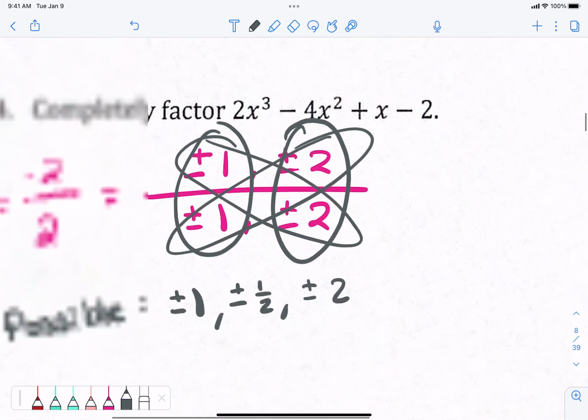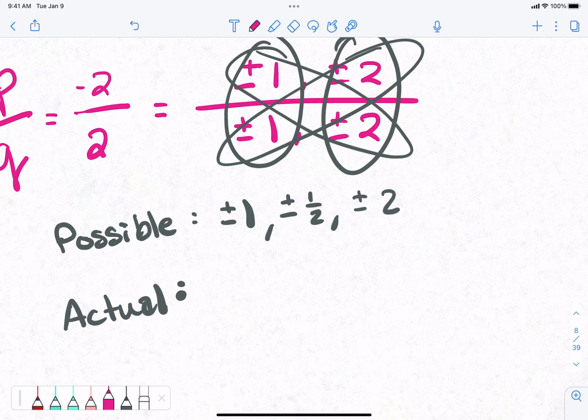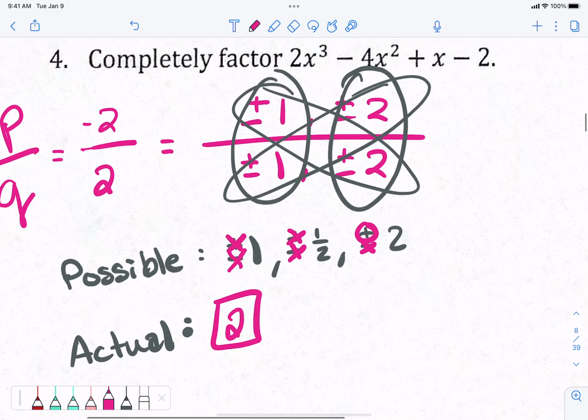+2 does work. +1 does not. +1/2 does not. -2 does not. -1/2 does not. -1 does not work. So it's gotta be 2. Okay, so we only have 2. How many total should there be?